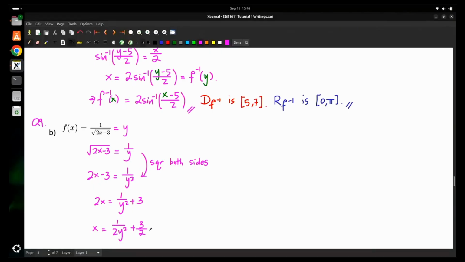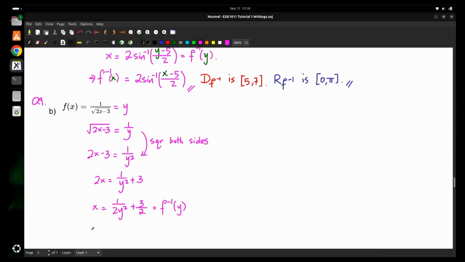Is that right? Okay, so therefore this is the inverse function of y, because it contains a y inside. x equals f inverse of y. So then, of course, typically they want the f inverse of x. So it will be 1 over 2x squared plus 3 over 2. So this will be the solution for f inverse. Is that right?